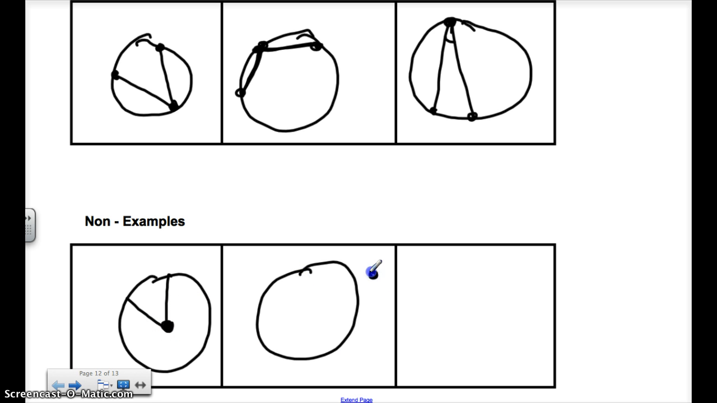Would this be an inscribed angle? No, because its vertex isn't on the circle. You know what? Why don't you draw your own right here? You do it. I believe in you. All right, let's keep going.